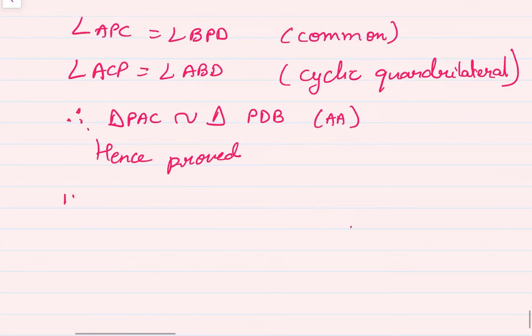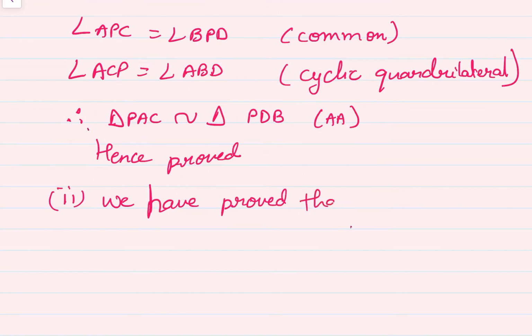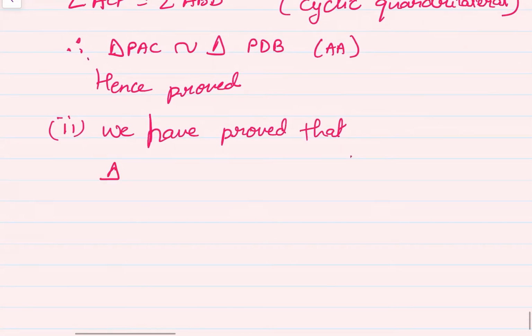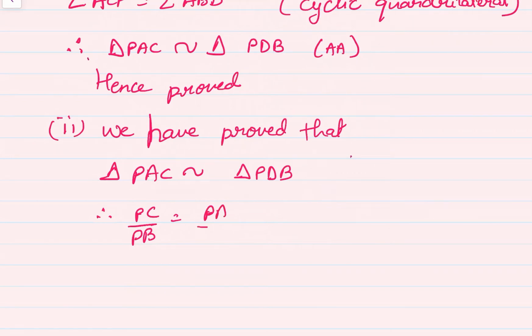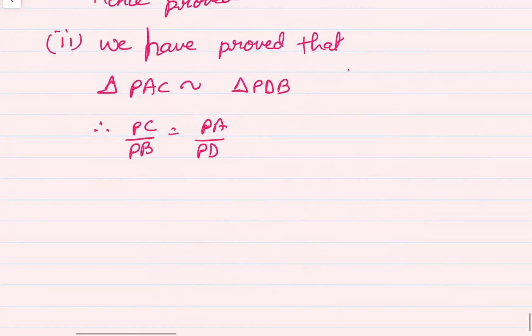We have the second proof. We have already proved in the above result that these two triangles are similar. So triangle PAC is similar to triangle PDB. Therefore, PC upon PB is equal to PA upon PD. That is, PC into PD is equal to PA into PB. Hence proved.